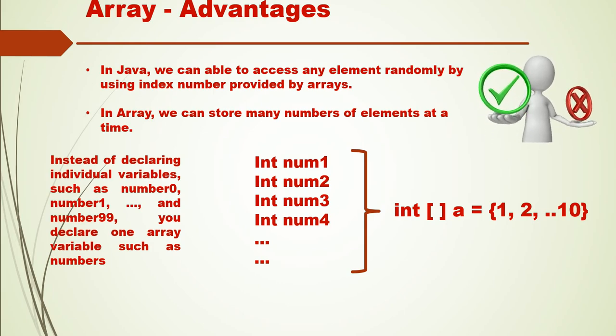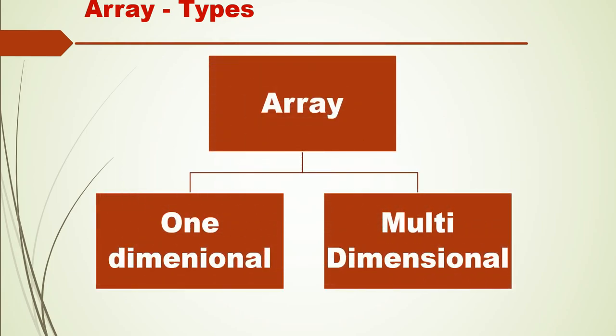Now proceed to the next. Array types. Array is basically of two types: one-dimensional and multi-dimensional. Let me discuss one by one. One-dimensional array.